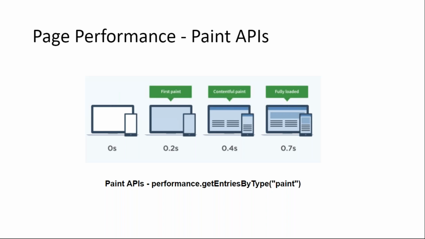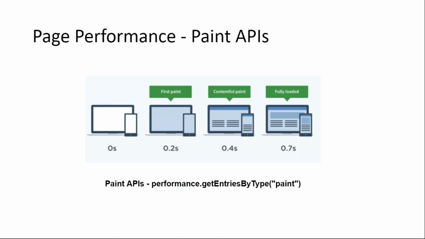If you see this diagram, you have a web page where you launch any site for the first time. You hit a submit button. That's where your 0 second starts. From there, how fast your first pixel, first paint gets painted, it could be a header, it could be an image, it could be just a layout change, a color change, whatever it is. How fast the first pixel is going to get painted is called the first paint.